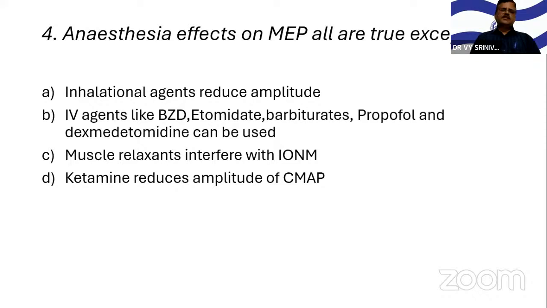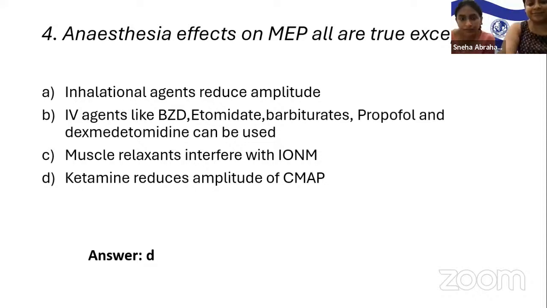Anesthesia effects on MEP, all are true except: inhalational agents reduce amplitude. IV agents like benzodiazepines, etomidate, barbiturates, propofol, and dexmedetomidine can be used. Muscle relaxants interfere with intraoperative neuromonitoring. Ketamine reduces the amplitude of compound muscle action potential. Reduces or increases? Which one increases? Sir, it increases amplitude. Yes, ketamine increases the amplitude of compound muscle action potential.